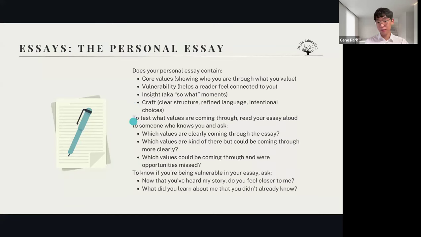And to test what values are coming through, you can read your essay aloud to someone who knows you and ask, which values are clearly coming through in the essay? Which could be kind of there, but could be coming through better? And which could be coming through and were opportunities missed? And of course, we also have some ways to test whether you're being sufficiently vulnerable. Though, of course, this will depend heavily on what you decide to write about in your essay in general.